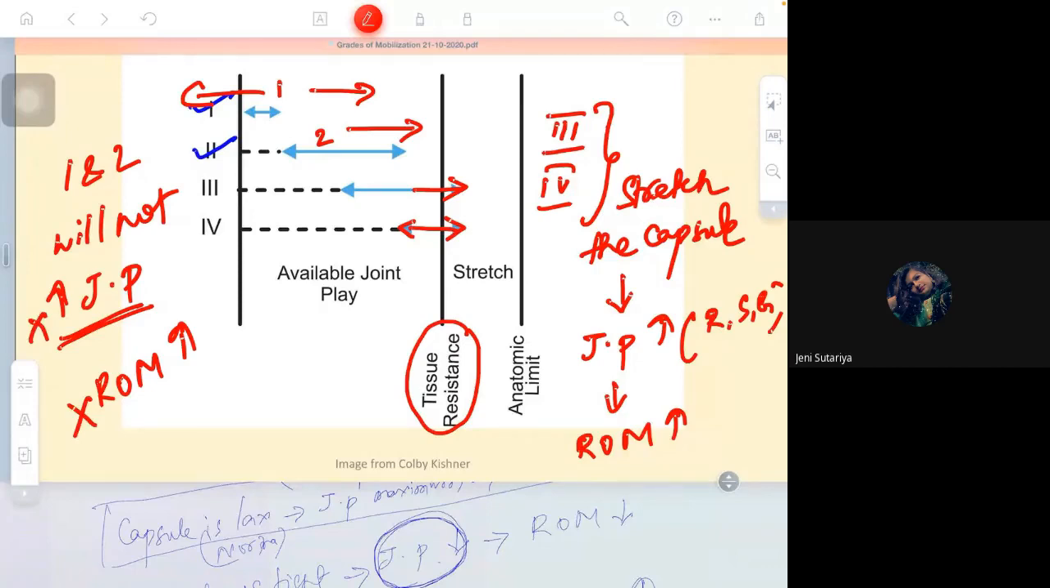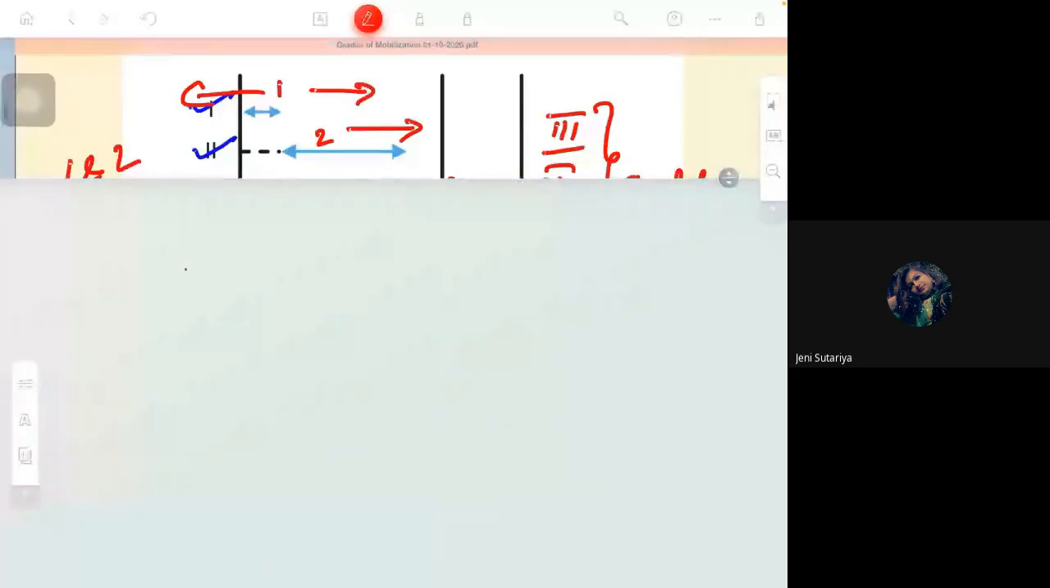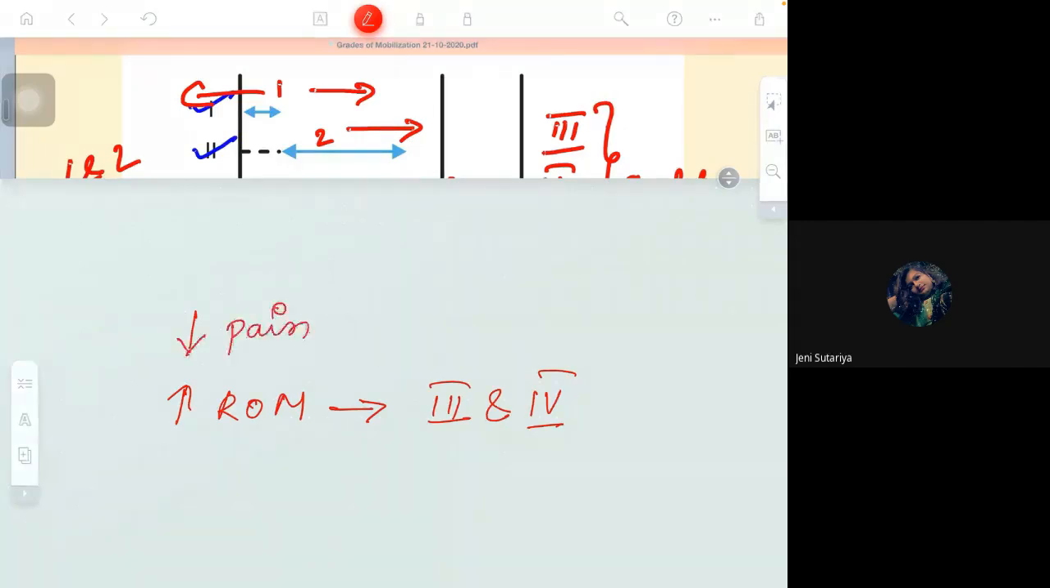So, what is the conclusion? If you want to increase the range of motion, you will give grade 3 mobilization and grade 4 mobilization. This is the concluding statement. And if you want to reduce the pain, you will use grade 1 mobilization and grade 2 mobilization.